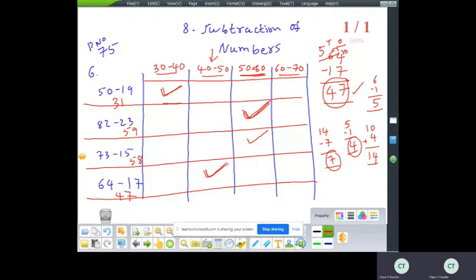This is question number 6. First we find the subtraction of the given numbers. After subtraction, we get the answer. This answer is checked with the given ranges. Our answer lies in between which two numbers. We find the two numbers, and in that column we put the right symbol. Okay, students, this is question number 6. Now we are going to solve question number 7.